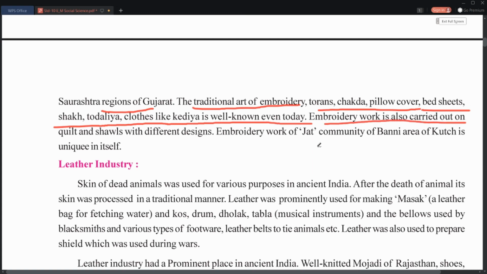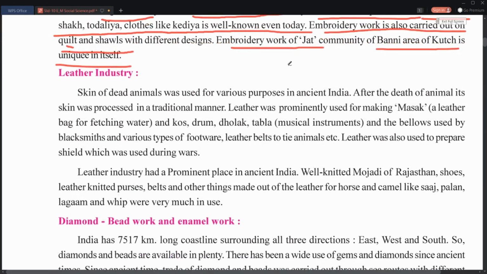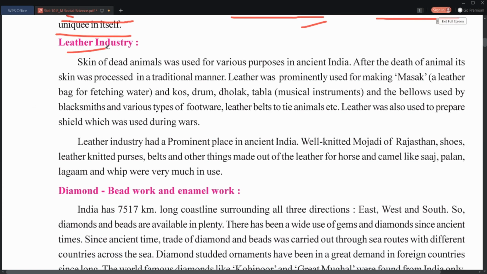Embroidery work is also carried out on quilts and shawls. You know quilt, no? We say rajai. Quilts and shawls with different designs. The embroidery work of the Jat community in the Banni area of Kutch is unique in itself. The Banni area is very powerful in this embroidery work, particularly the Jat community. Okay, now let's see the leather industry.